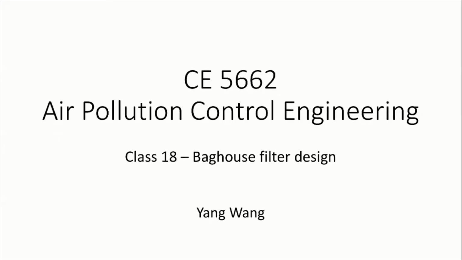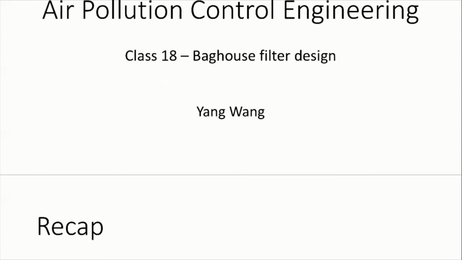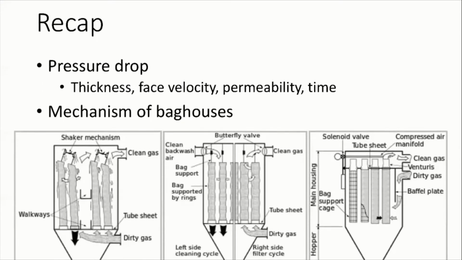Let's get started. I think last class we didn't get to finish all the parts on the baghouse filter design, right? So we mentioned that for a baghouse filter, there are different types. For different types, we have to come up with a different design problem. But luckily, most of our problems are mainly focused on the mechanical shaker baghouse filters. So that's just one type of it. Right. So again, we can do a quick recap of our last class.